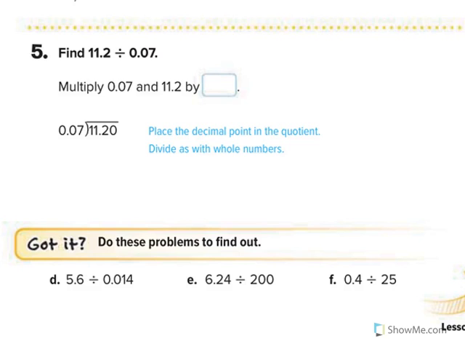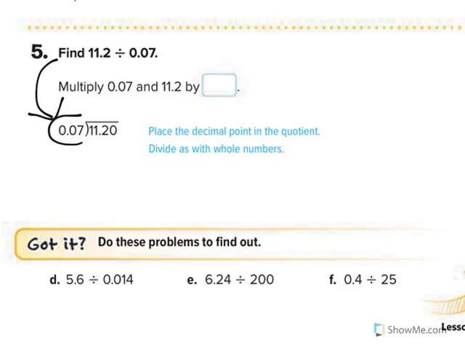Now let's try example 5. It asks us to find 11 and 2/10 divided by 7/100. So if I set this up, 11 and 2/10 is going to go inside my house. That's my dividend. And 7/100 is going to go outside my house. So they've left us some room in order to solve this, right?